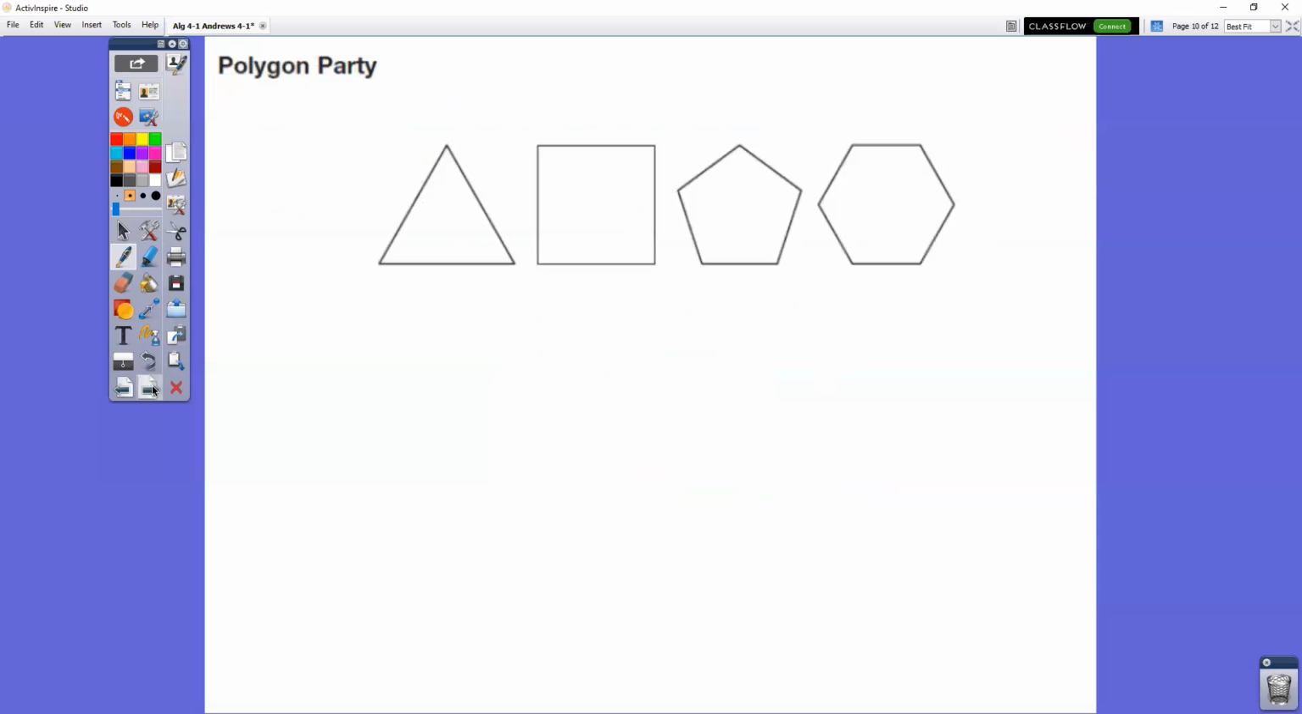Let's take a look at the next one, Polygon Party. So we have a triangle, a square, a pentagon, and a hexagon. Write down what you think the pattern is, whether it is increasing or decreasing, what's happening each time, and whether it's finite or whether it's infinite.